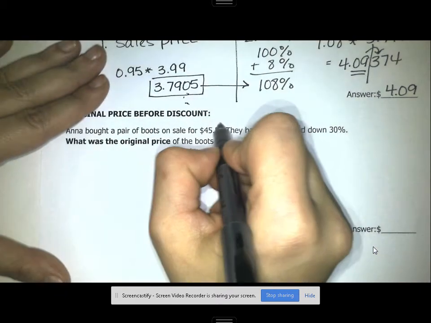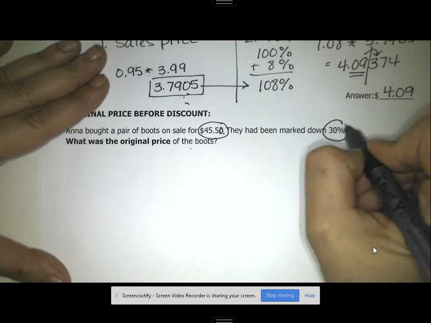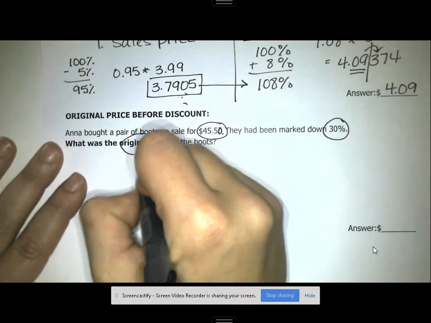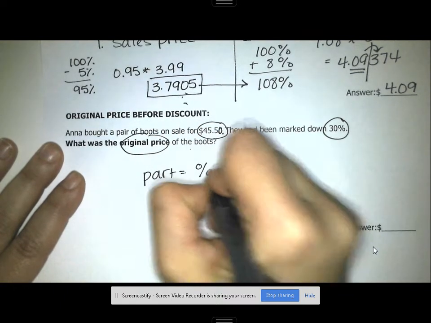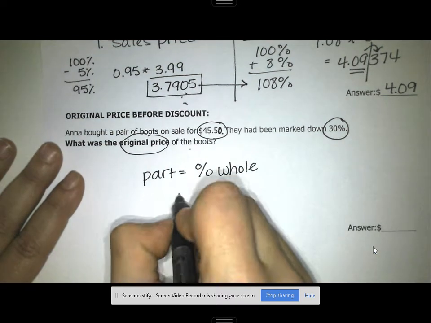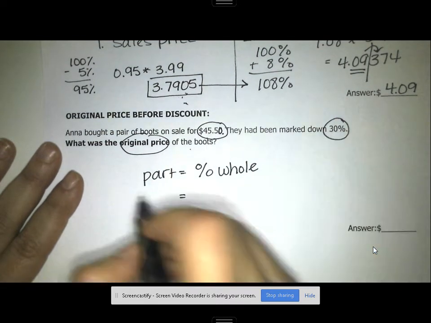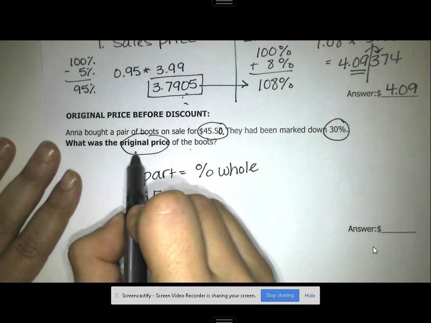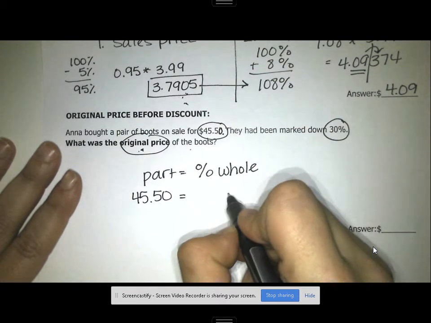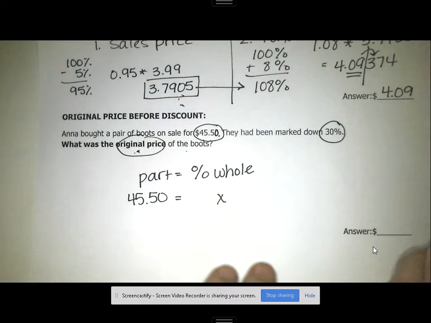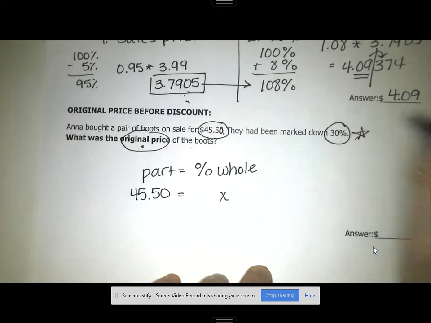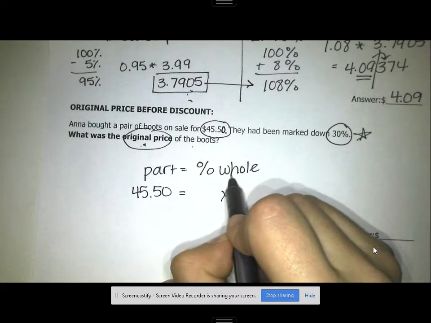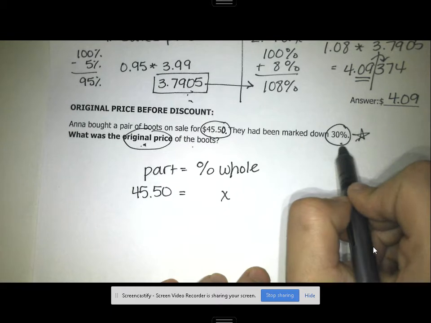So this is the sales price right here. And this is the percent off. And we're asking for the original price, which is kind of similar to part equals percent times whole. They're giving you the part of the price you have to pay. You have to pay this part of the price, the sales price. And they're asking you what was the original price. In other words, what was the whole price you had to pay? But here's the trick, and this is the thing that people get wrong. You're not going to use 30% because you're not paying 30% of the price. It was marked down 30%.